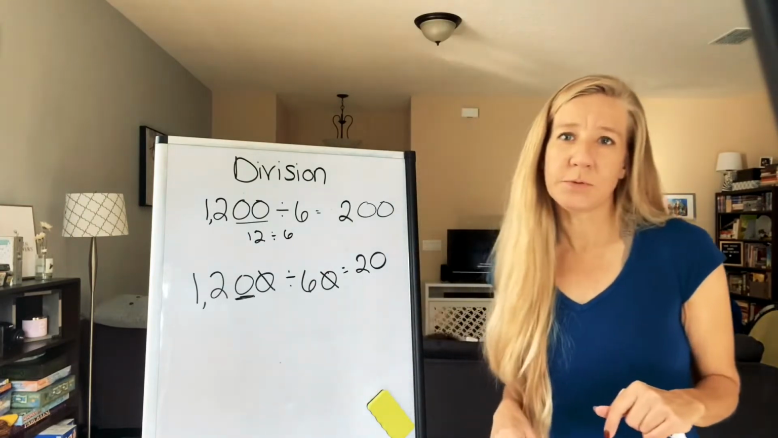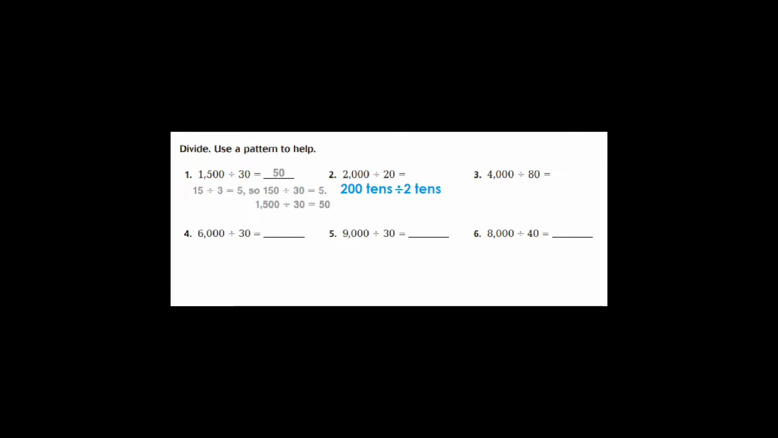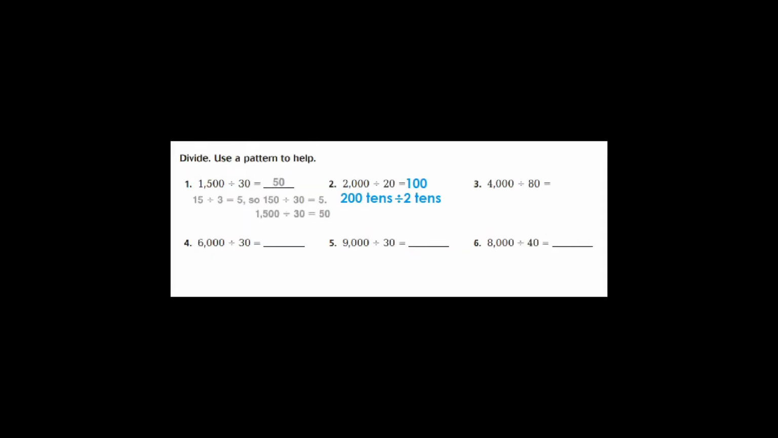Let's look at a few examples. The first example is done for us. 1,500 divided by 30 equals 50. Let's look at number 2. 2,000 divided by 20. 2,000 is 200 tens divided by 2 tens. So that would give us 100, because 2 divided by 2 is 1 with two zeros on the end.